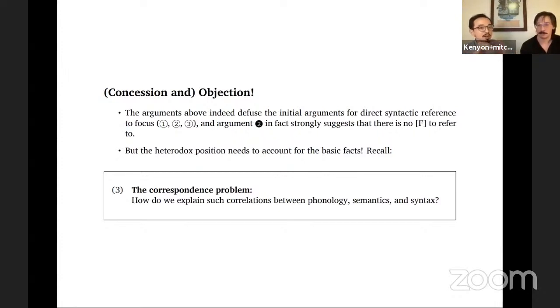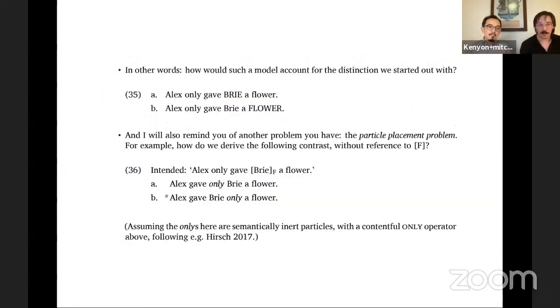That being said, I should object here. This F-less, heterodox position needs to account for the basic facts. We need to explain the correspondence between phonology, semantics, and syntax. Just to unpack that again, one part of this is what we started with: the correspondence between the semantics and pronunciation in many languages that gets you a contrast like here in 35. And in addition, under this view, where we don't have F marks, we have this new problem that was identified, the particle placement problem, as in 36.